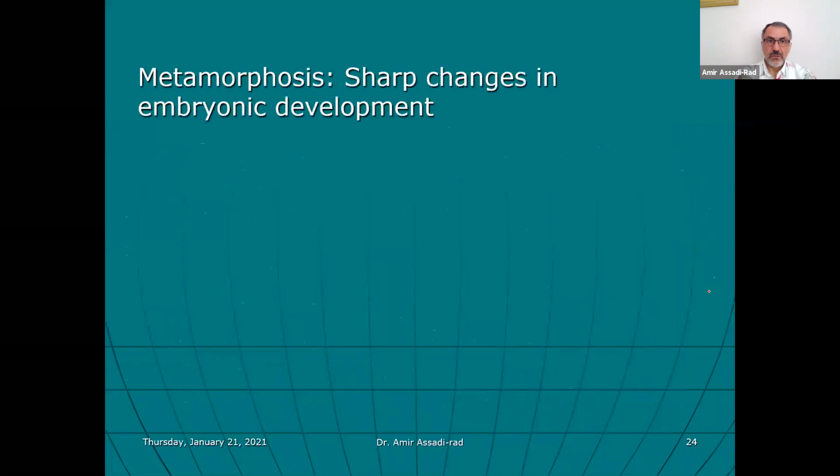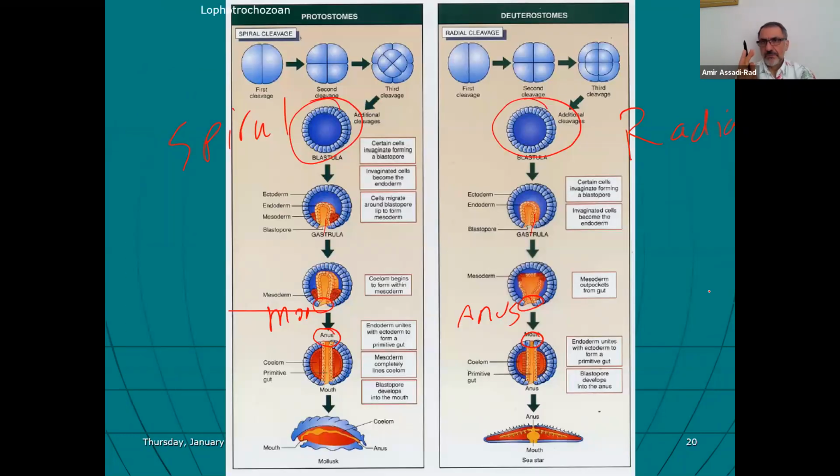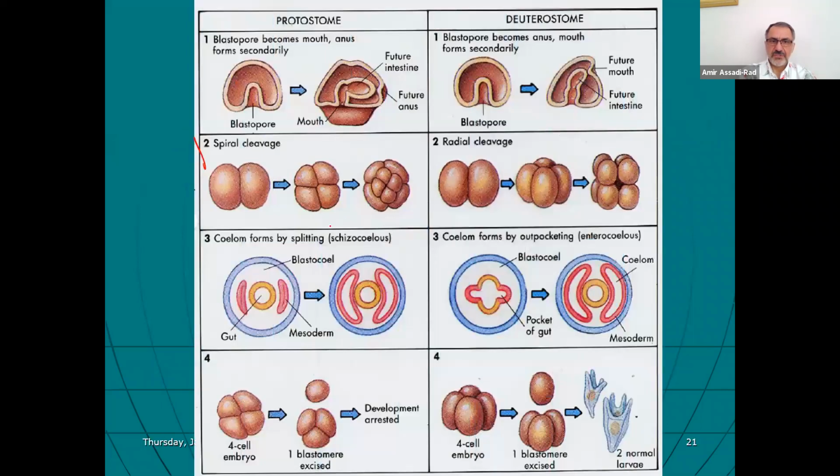Going back, let me go back a little bit, right here. So in general, and there are exceptions, I gave you the general rule. The animals that are protostome have spiral cleavage, and they are schizocelous. It doesn't mention the term schizocelous in here. The animals that are deuterostome have radial cleavage, and they are enterocelous. It's an exception: we humans are deuterostome, but we are schizocelous. Okay, that's another difference between schizocelous and enterocelous here. We humans are here. We are deuterostome on top, but we are schizocelous. It's an exception to the rule.